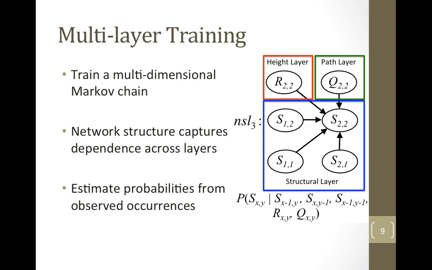But to extend this to use the multi-layer data, we need to add additional nodes representing positions in the other layers. So then once we have this updated network structure, we estimate the probabilities of transitioning from a given object or structure or tile type to another one by the observed occurrences within the training data.